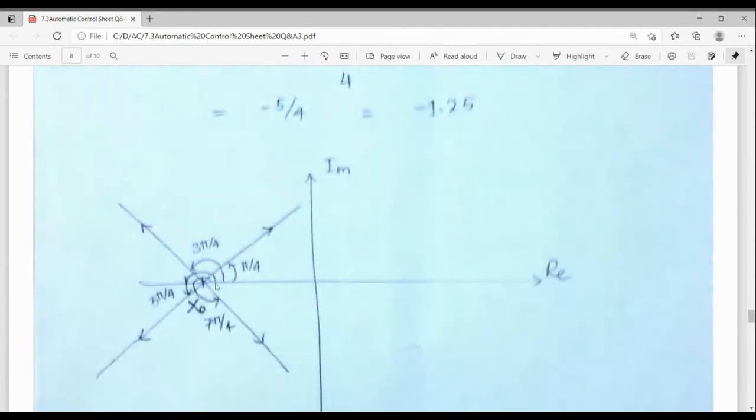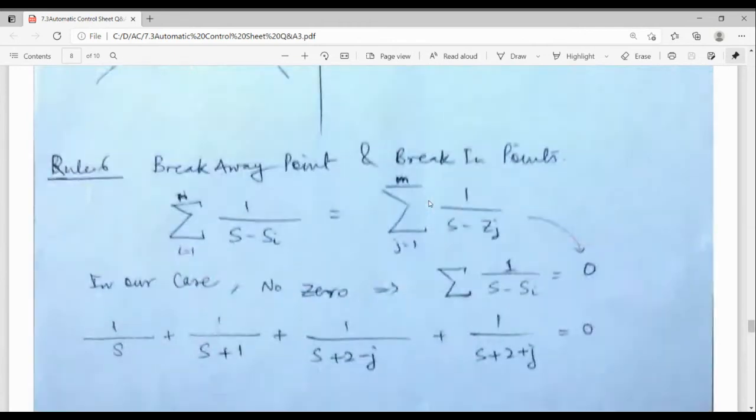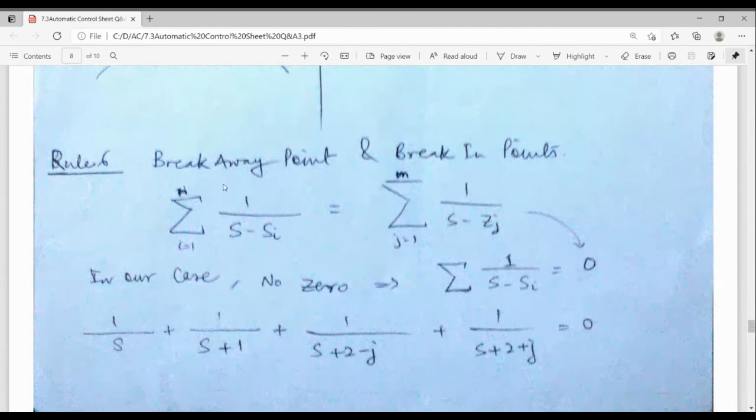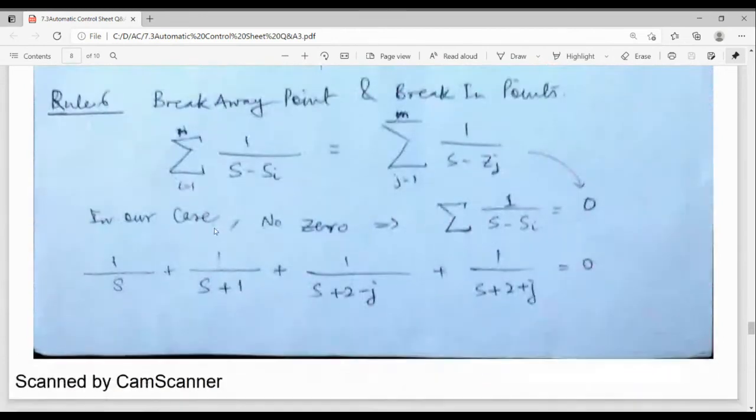This is the centroid, from 0 up to negative 1.25. This is the centroid x naught, on the real axis and imaginary axis. Now rule number 6, breakaway points and break-in points. So how will we find this?